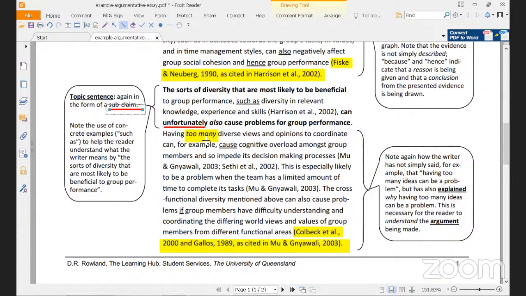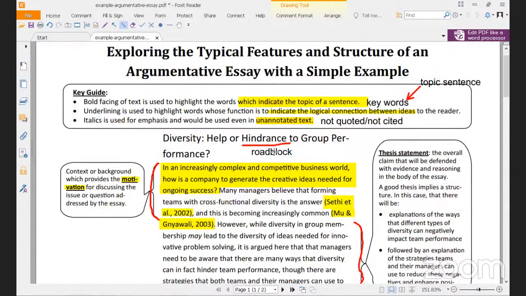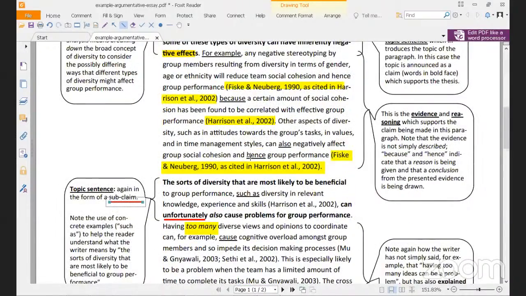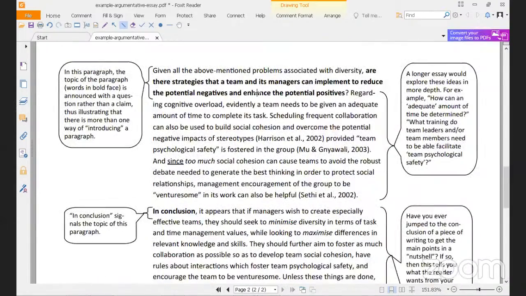Now we have some italic words. What are the italic? Let's go up here. Italics is used for emphasis and would be used even in an unannotated text. Unannotated means not quoted or not cited. Okay, that's what it means. So let's go back. Let's go to the third paragraph.